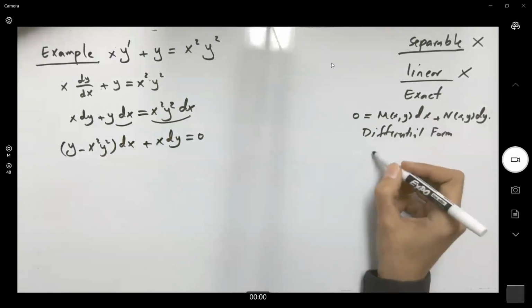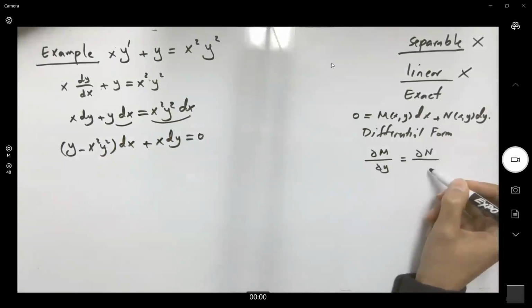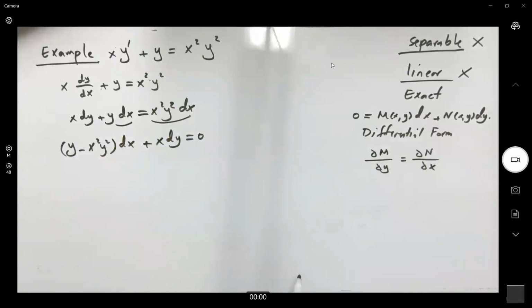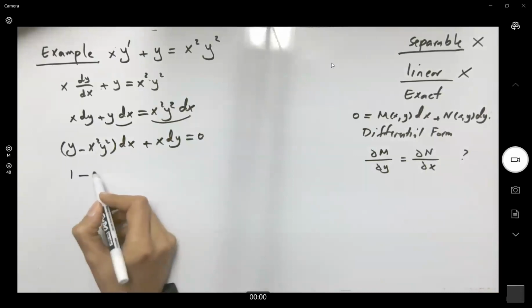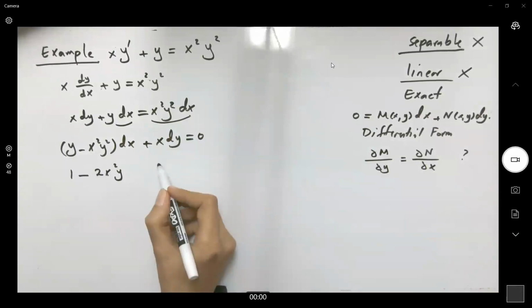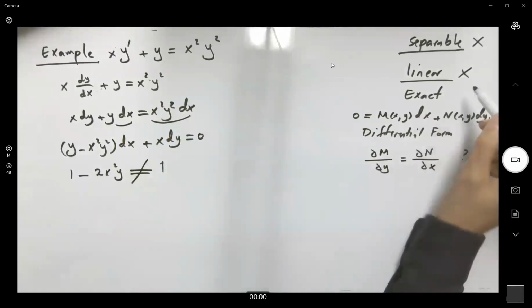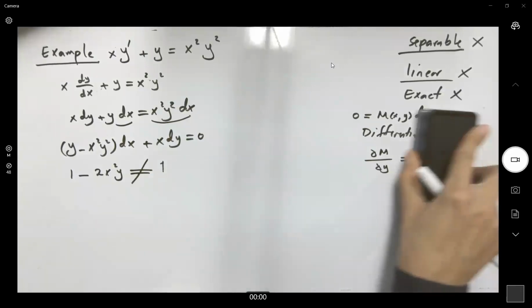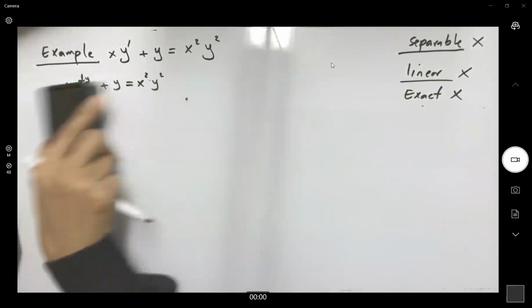To be exact, the partial derivative of M with respect to y must equal the partial derivative of N with respect to x. Do we have this? The partial derivative of M with respect to y is 1 minus 2x squared y. The partial derivative of N with respect to x is just 1. Are they equal to each other? Nope. So it's not exact. Exactness doesn't work here for us, so we cannot apply the method of being exact.